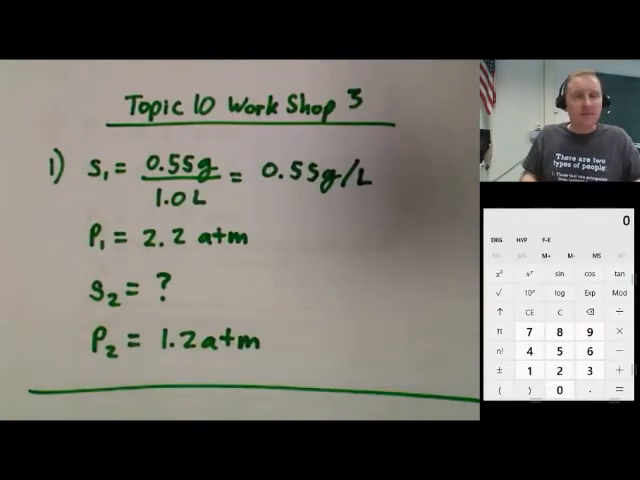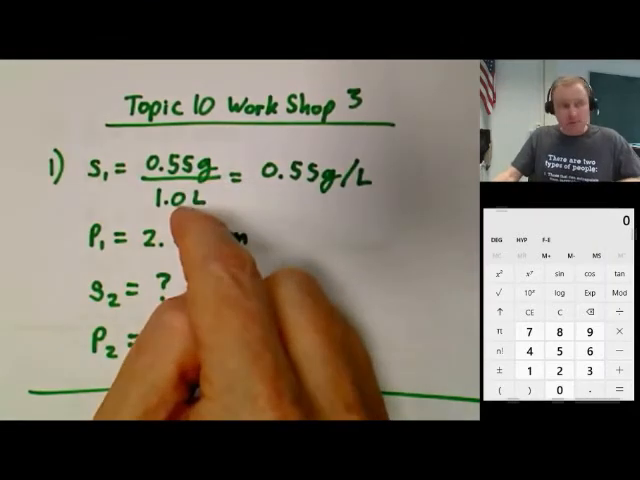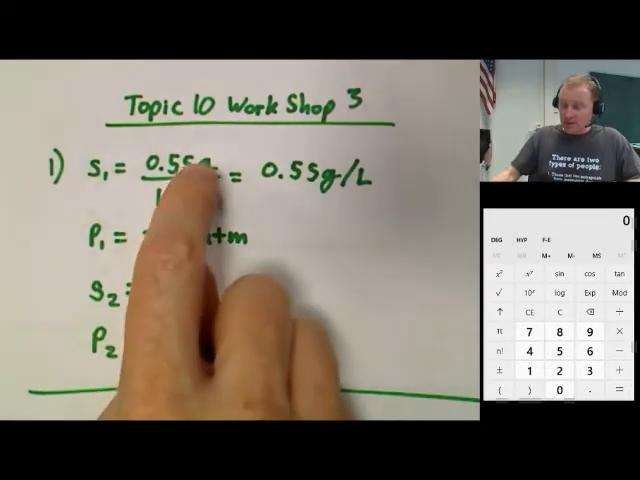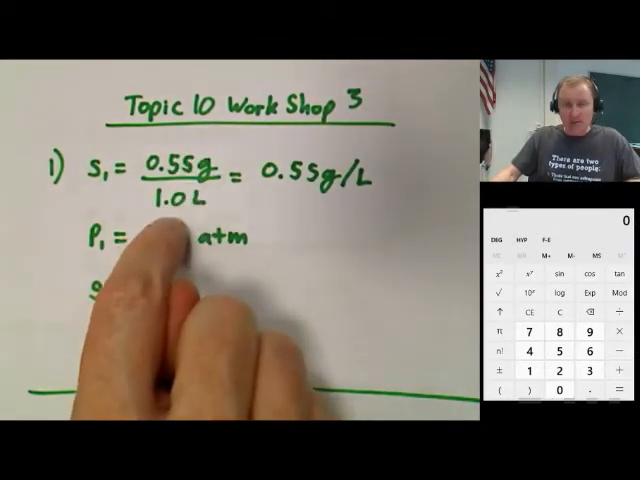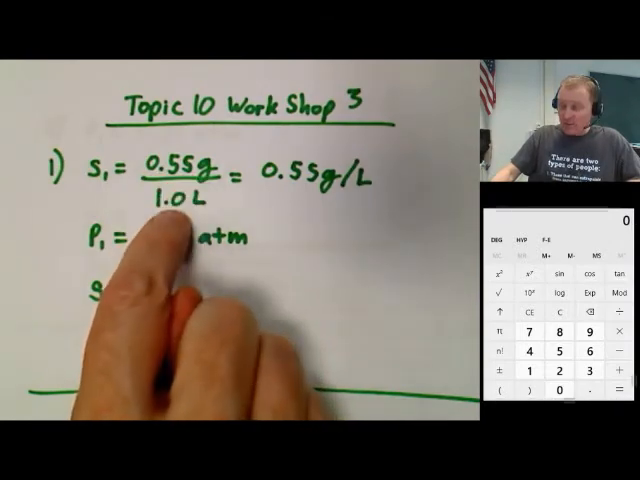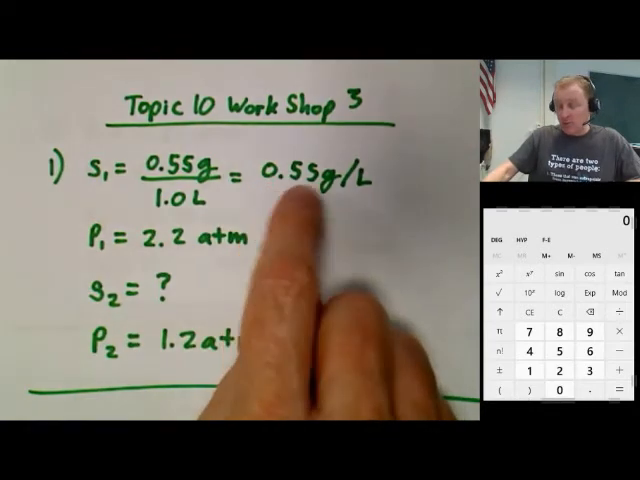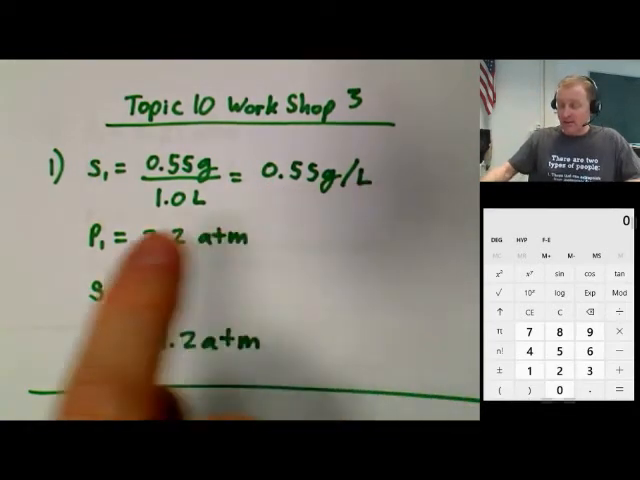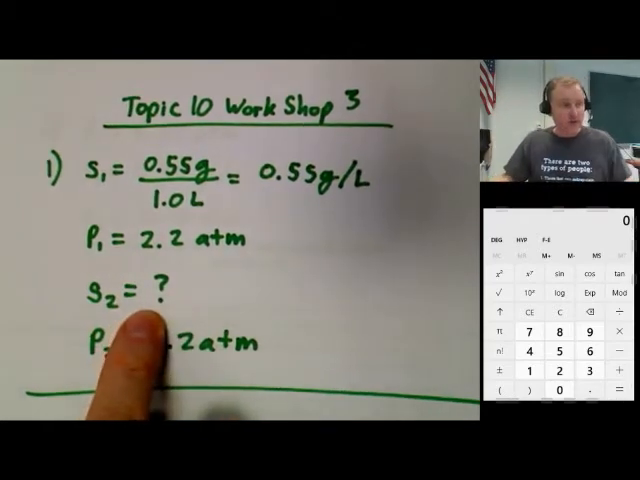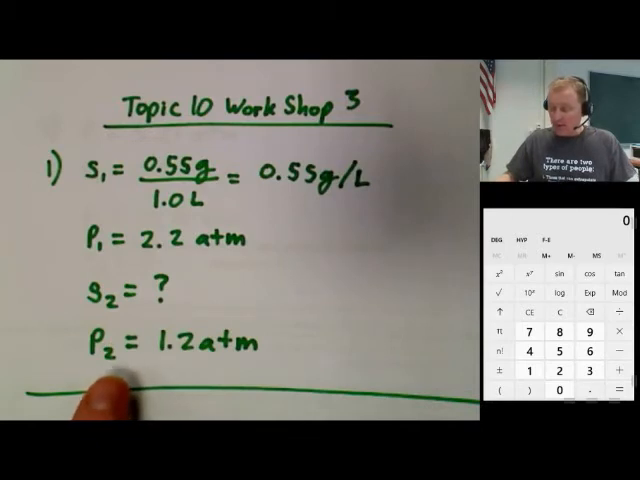So in the first one here, we are given grams per milliliter. This is a trick here that, if you get in this habit, might save you some frustration when you get to the third question. So remember, solubility is grams per liter, and this just happened to be 1 liter. So if you take 0.55 grams per 1 liter, you come up with 0.55 grams per liter. That's your solubility. Your first pressure was 2.2, and then your second solubility is what you're solving for, and your second pressure was 1.2 atmospheres.